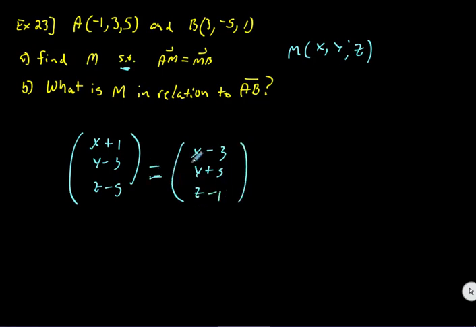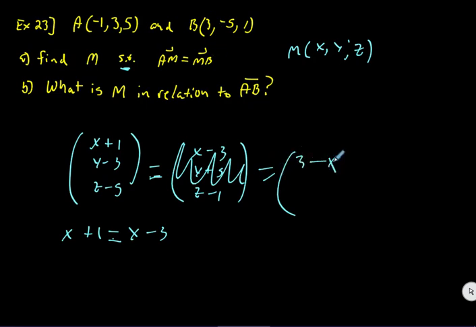So I know these have to be equal, and I can set up and solve for each variable. X plus 1 equals x minus 3. I made a mistake. Let me see. Yep, for MB, I should have started with B. These need to be inverted. My bad. So if I did MB, I've got to start with B, so it's 3 minus x, negative 5 minus y, 1 minus z. Now I can go ahead and solve for these.